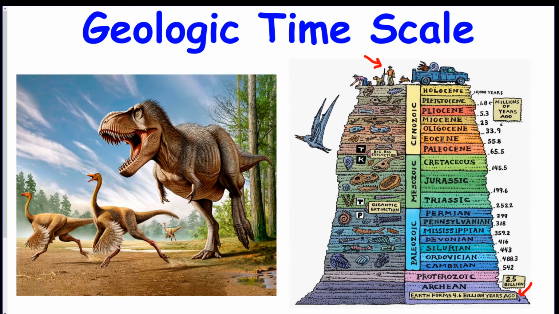So the timescale is our way of trying to figure out what happened between the Earth forming 4.6 billion years ago and us. Obviously, to record 4.6 billion years of time is really long. You could just think about how long 50 years ago was. That is nothing compared to 4.6 billion years. So it's a lot of information for us to try to discover.